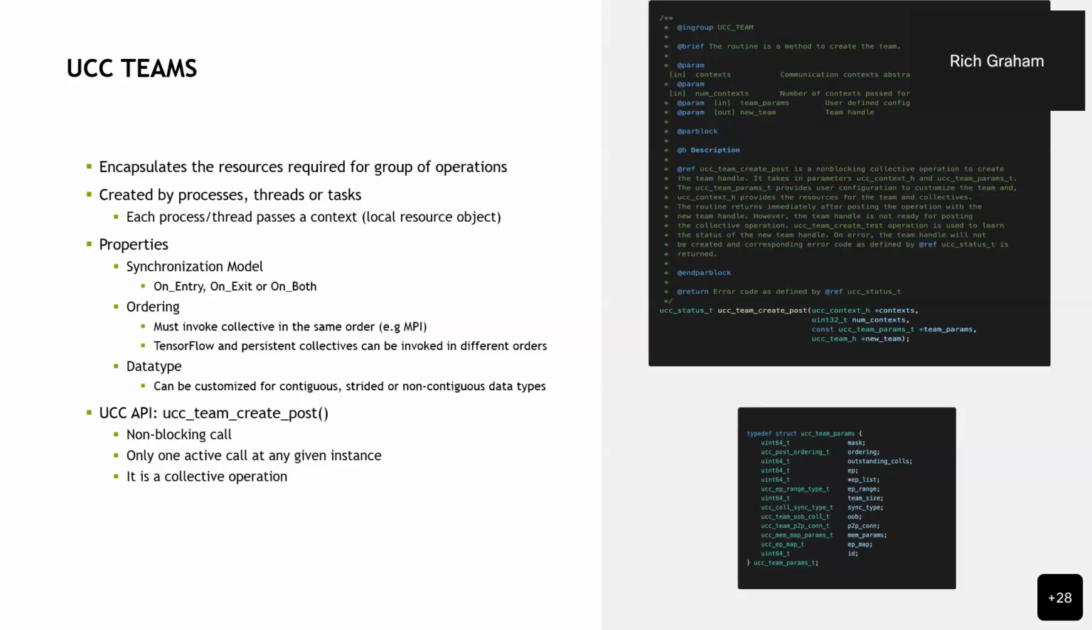Again, to instantiate UCC teams, one uses the UCC team create post call. It's a non-blocking call, but only one active instance can be in the air at a time. That's so you get the proper pairing of the various team creation invocations. So this is a collective operation. That's the assumption.